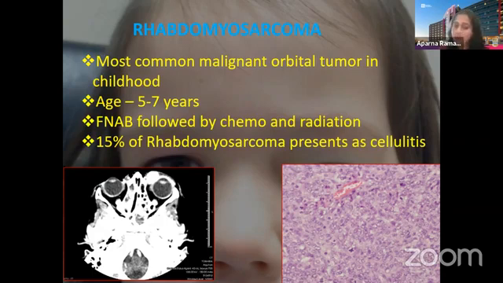It's the most common malignant orbital tumor in childhood. The most common age is 5 to 7 years. Usually do a biopsy followed by chemo and radiation.